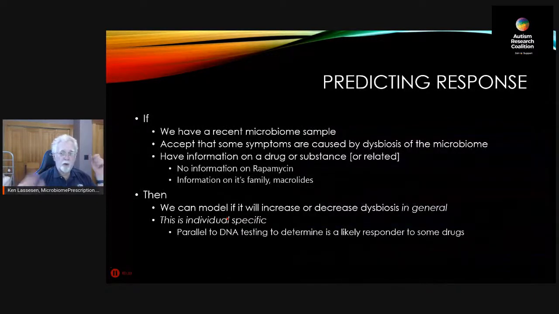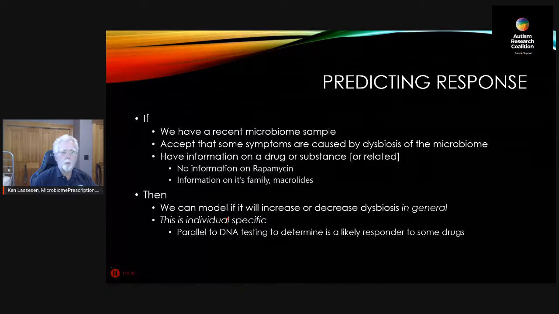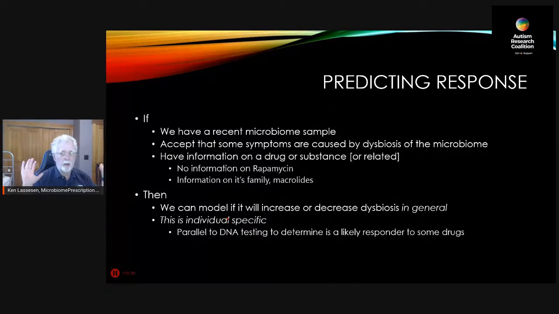Now, one of the things on the Facebook group that came up is that one aspect of the microbiome is you may be able to predict if something that's suggested will help or not help. If you have a recent sample, and if you accept the premise that some symptoms are caused by dysbiosis of the microbiome, and you have a drug or a substance, for example, cucumbers or blueberries, etc., you may be able to look up and see whether or not it will be a positive or negative impact on the dysbiosis as a whole.